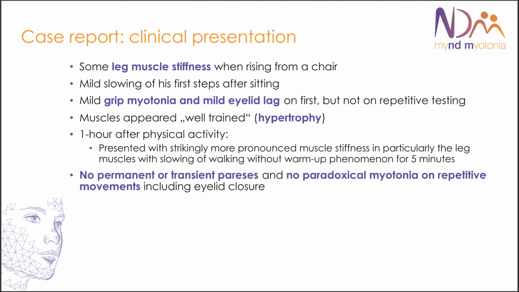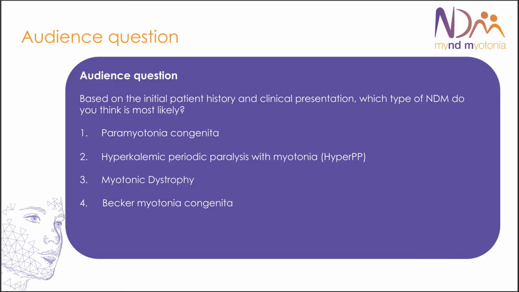So there were no permanent or transient paresis and no paradoxical myotonia on repetitive movements, including eyelid closure, and there was no warm-up phenomenon after physical exercise. Now, I would like to encourage you to answer this question. Based on the initial patient history and clinical presentation, which type of NDM do you think is most likely?